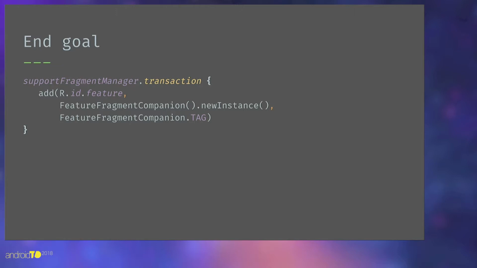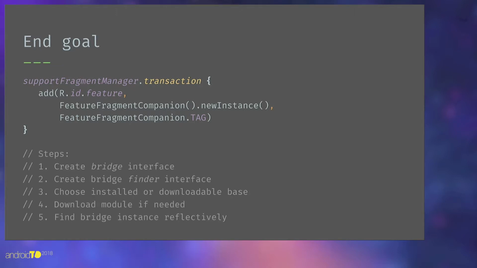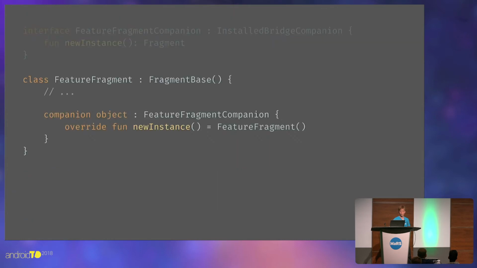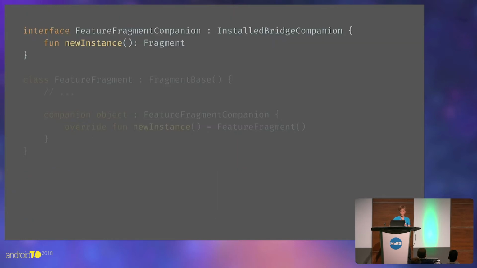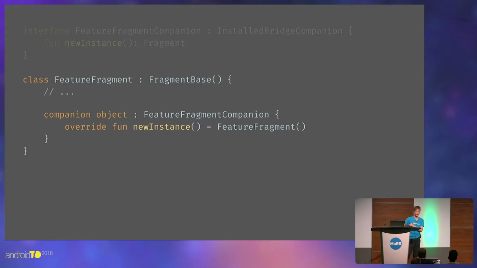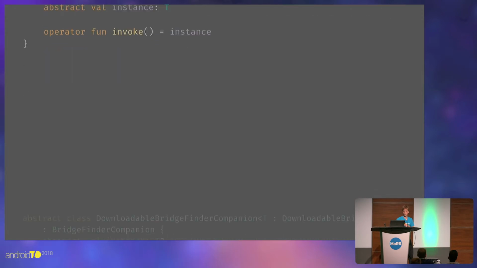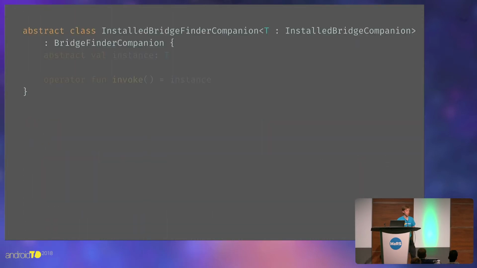So what we're going to do is essentially define some interfaces that say, is this thing downloadable? Is it already installed? And then we're going to go through, implement them on the feature side. Then over here, this is the key part. If you want it to look nice, you're going to use this operator invoke thing. So you're just saying, here's what I expect from the feature.